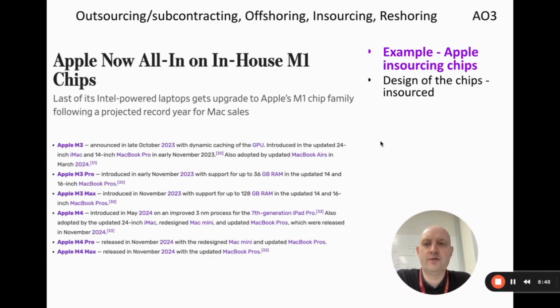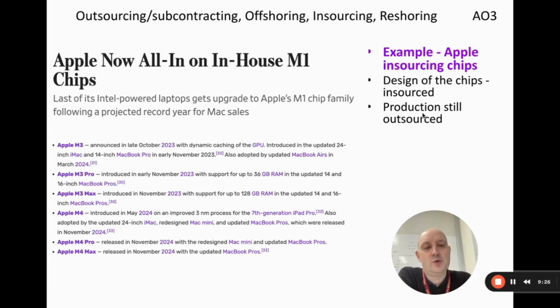So one example of insourcing is Apple. So recently, in the last sort of 4 years, Apple have insourced how they get their chips that they put in their Macs. So in this situation, they've actually still outsourced the production. So the production of the Apple chips is still done by another company, but the design of the chips is now insourced. So previously, before 2020, I think, Apple got their chips from Intel, but now in 2020, they decided, okay, we're going to now make our own chips.